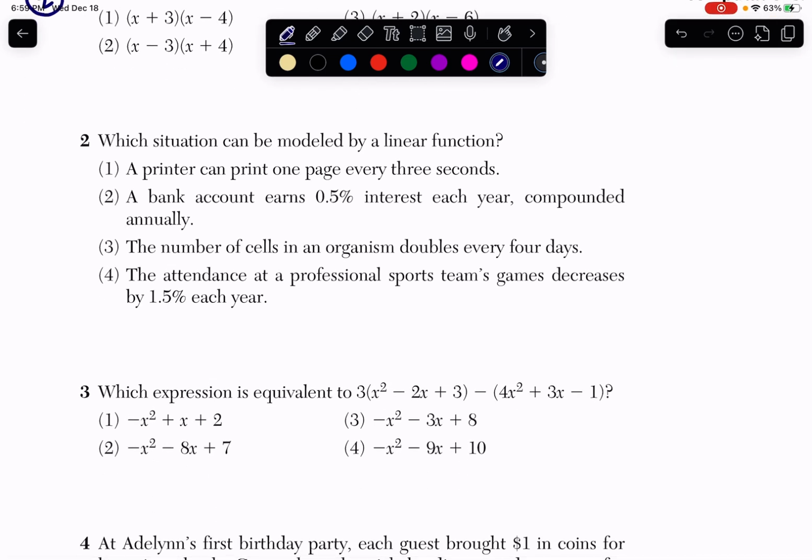Second question, which situation can be modeled by a linear function? I'm also going to call this a category 2. I've studied linear functions, but we have not yet studied other types of functions as much, so it might be difficult to recognize what is and is not a linear function.